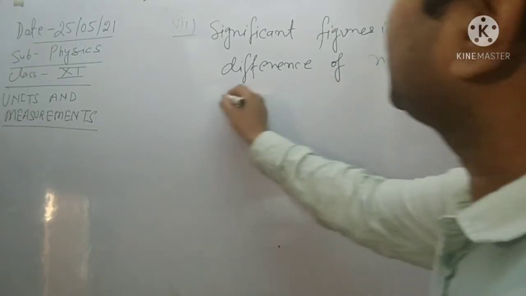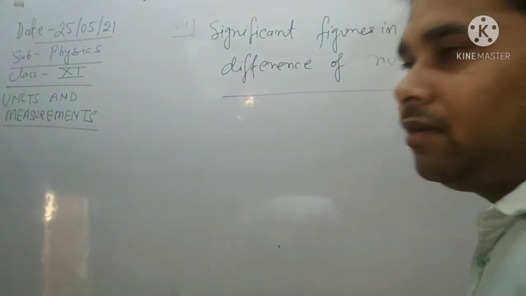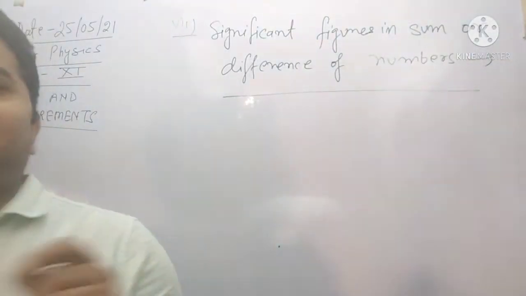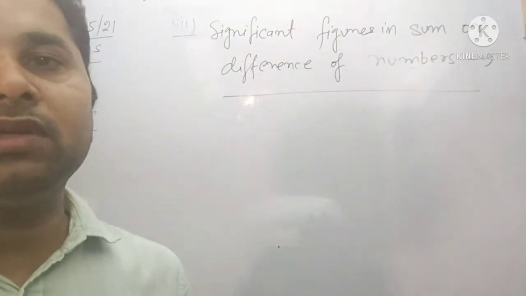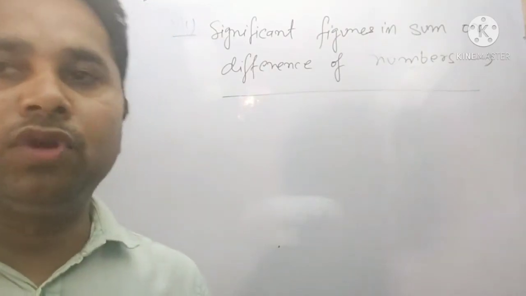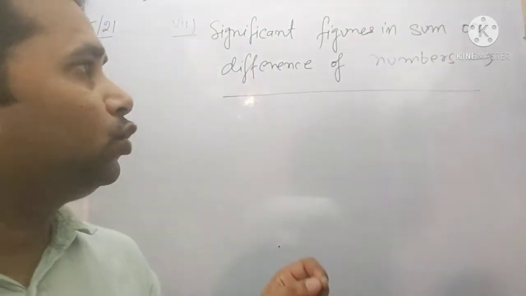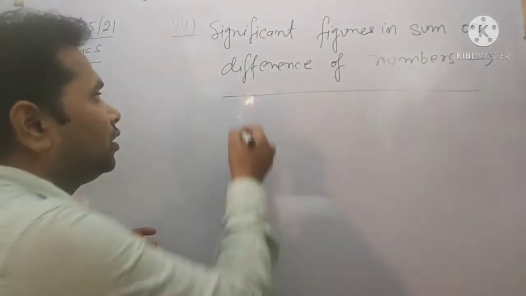Or two numbers you can write. Now we have to see the rules for determining the significant figures in the sum of two numbers or in the difference of two numbers. Let's check this rule with an example.